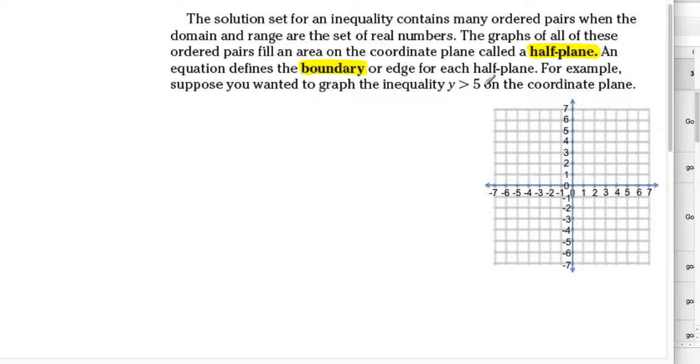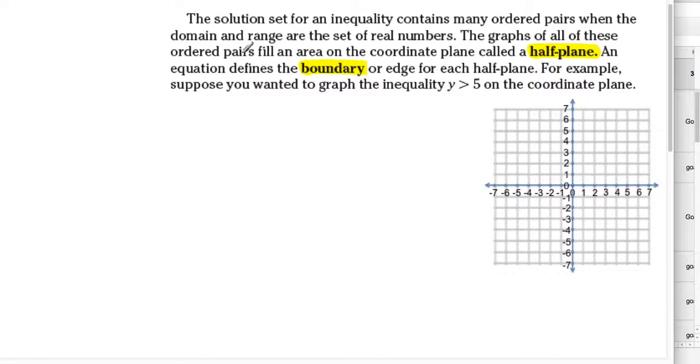Before we do that, let's go back to our example. So we have a half plane. The graphs of all the ordered pairs fill an area of the coordinate plane. That means these are all the ordered pairs that will make the inequality true, located in that half plane. And the equation of the inequality is called the boundary.